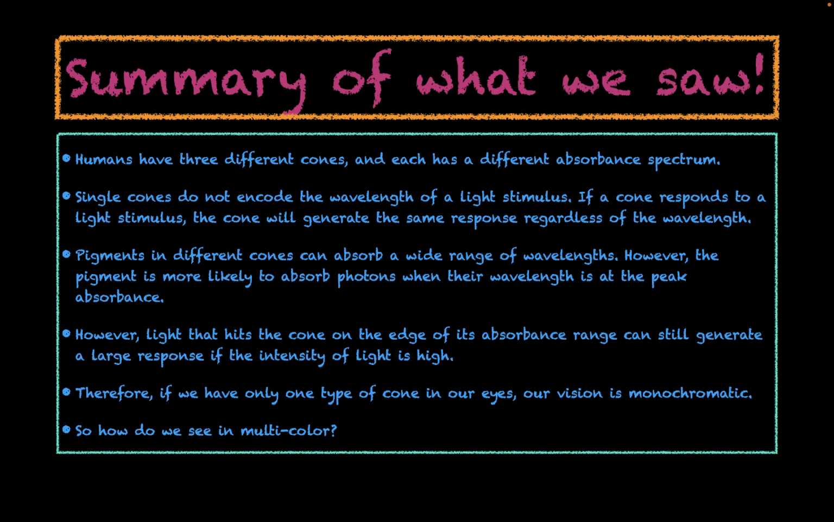Therefore, because of all of these things, if we have only one type of cone in our eyes, our vision would be monochromatic. However, as you know, our vision is not monochromatic. We're able to see many different colors. So how can we see in multicolor?